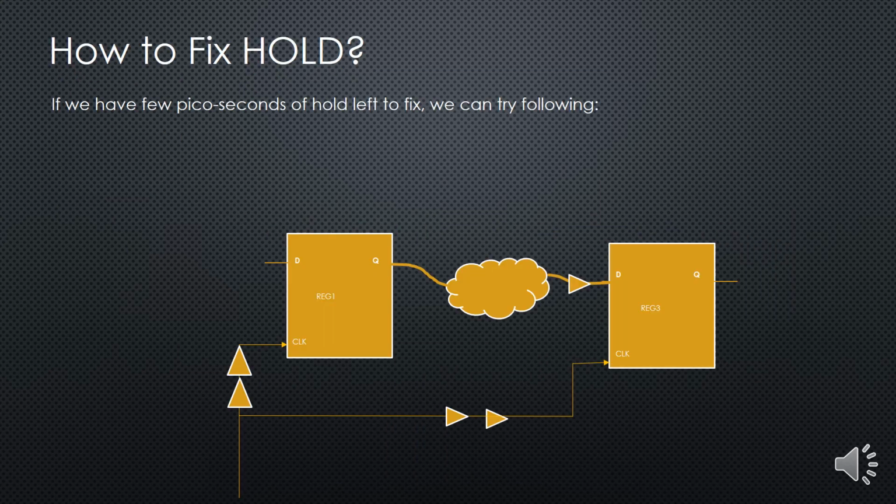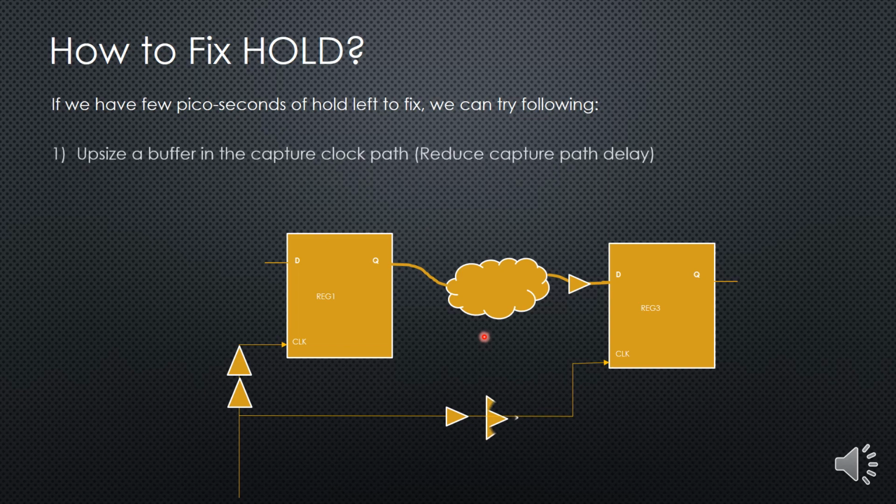If you have a few picoseconds of hold left to fix, you can try some of the following techniques to address that hold. So let's assume this is the scenario which we have, register 1 to register 3, and we have zero skew between these two registers, and for some reason the hold is violated between register 1 and register 3, and let's assume that it is violated by a few picoseconds.